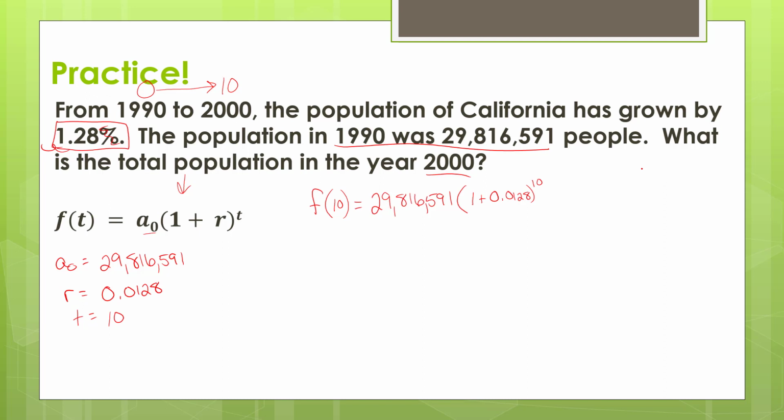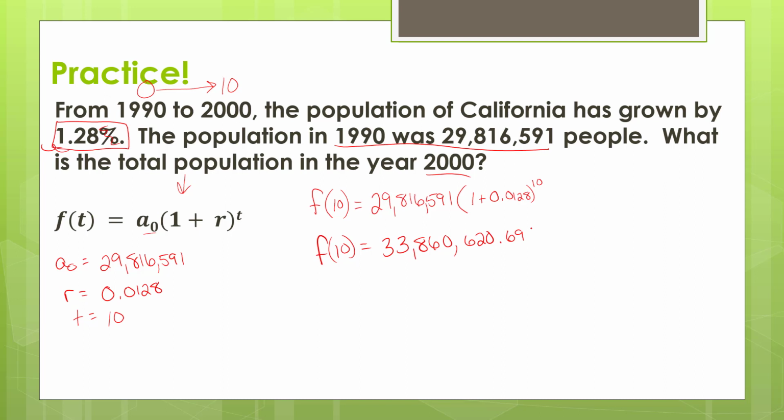So we'll do our 29,816,591 times 1 plus 0.0128. Close your parentheses. And then remember we talked about in class there was an X button raised to a box. That allows you to raise to a particular value where we want to raise to the 10th power. So f of 10 is going to be equal to 33,860,620 people and 0.69 of a person.